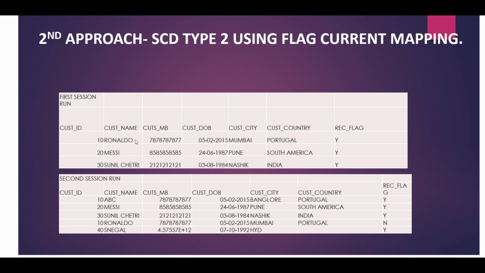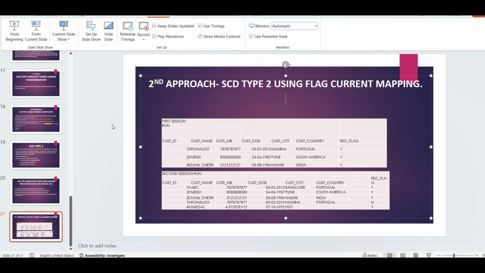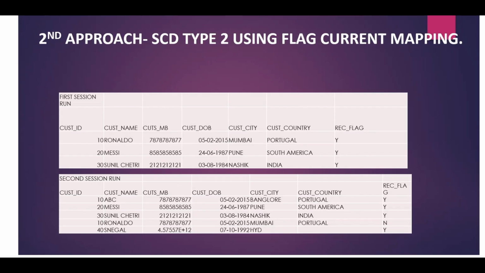So in record flag, what will happen? This is my source data. In my source there are three records which are inserted in the first session run. So it will give me the record flag like Y. That means it is inserted. In my second session run, what happened? I updated my Ronaldo record, that is customer ID 10, with the customer name and the customer city.